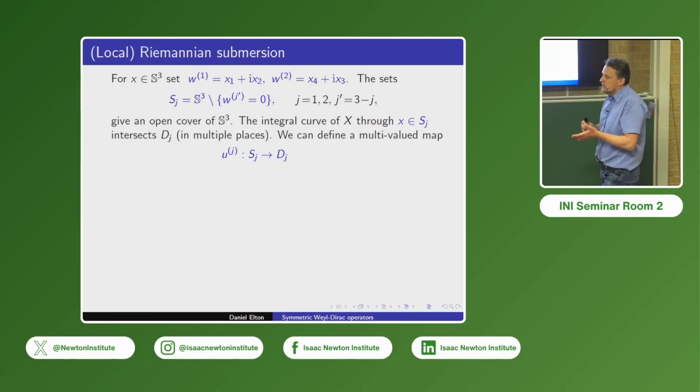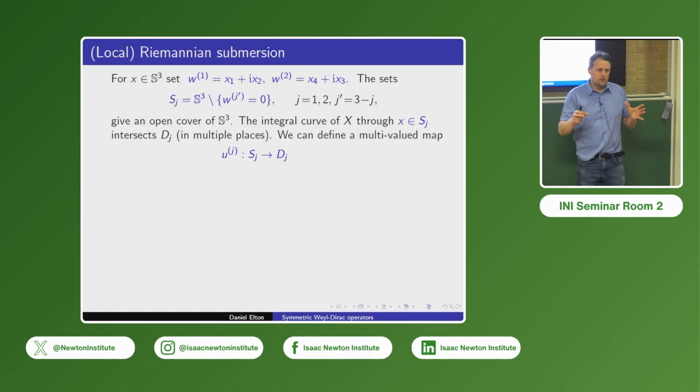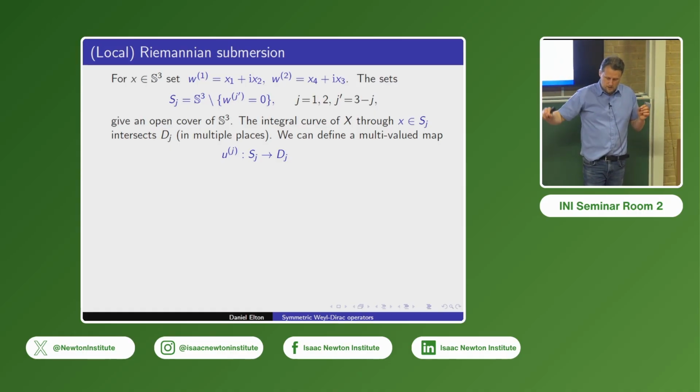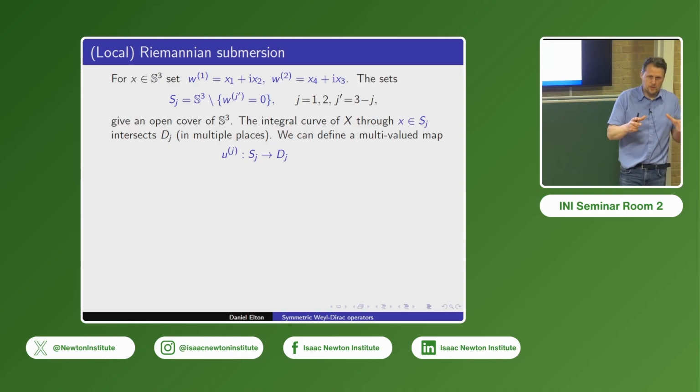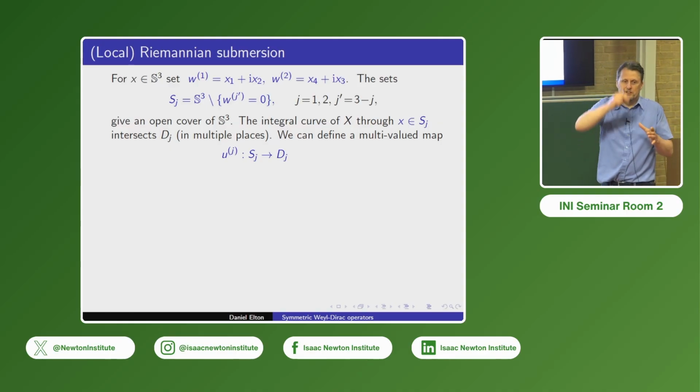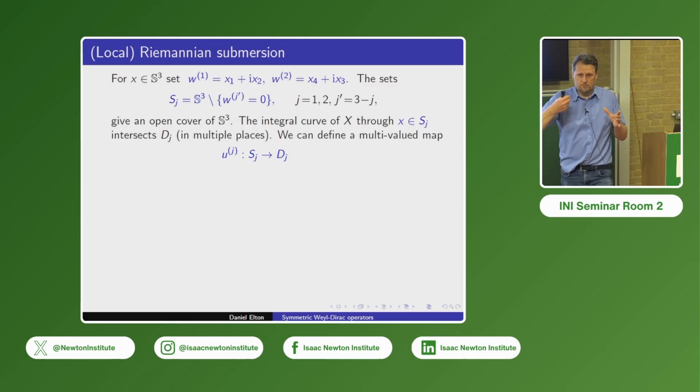Okay, if you take a point in one of these open sets, you can apply our vector field x, and at some point it intersects the disk. Well, it's not just some point, typically it intersects the disk in multiple points.